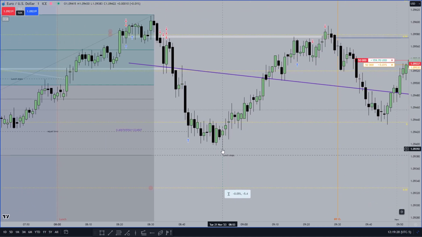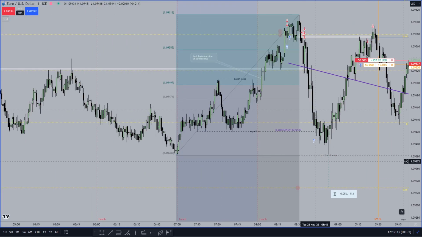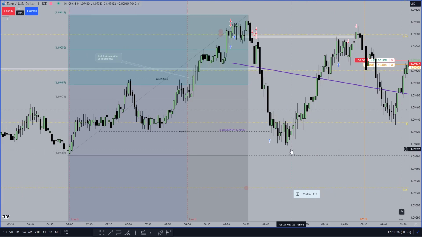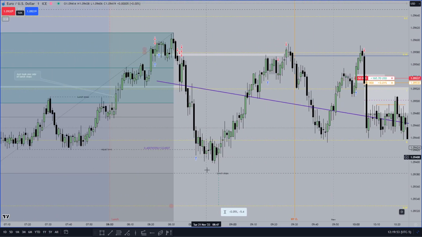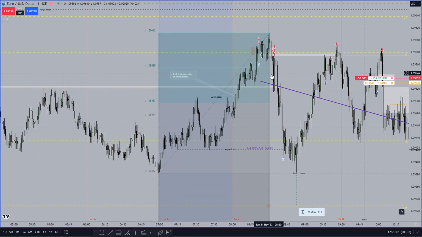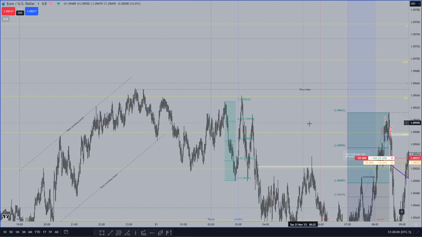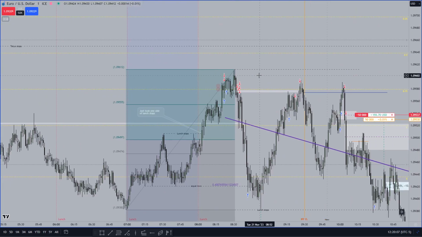I thought that before the opening bell, we're going to see the price running to the lunch stops, but here you can see this algorithmic price action that it just didn't want to, because it's going to be near the Frankfurt close. So what we had is that we go back again. I also expect that this would be the maximum of the day. Well, not of the day, but for the New York session.